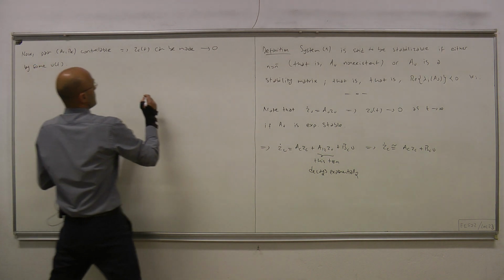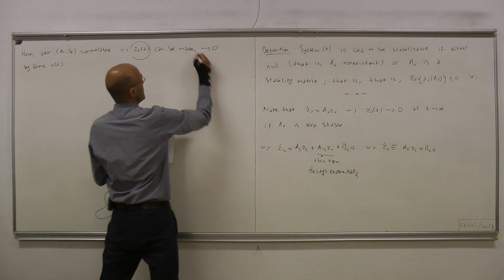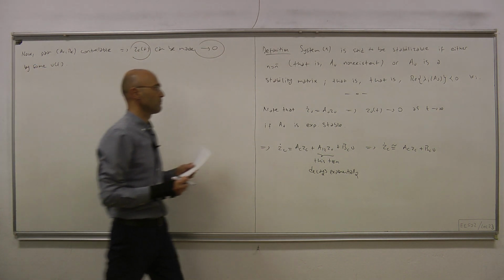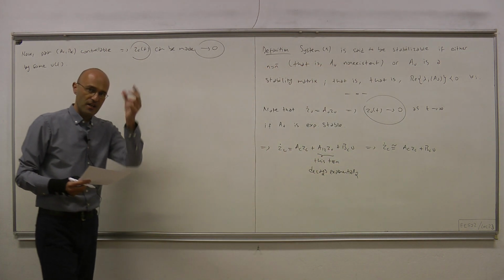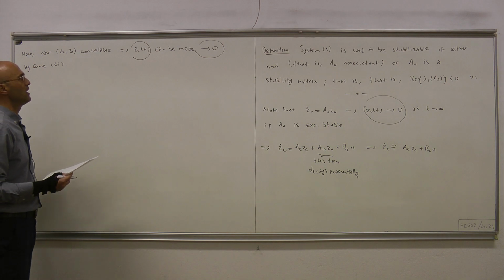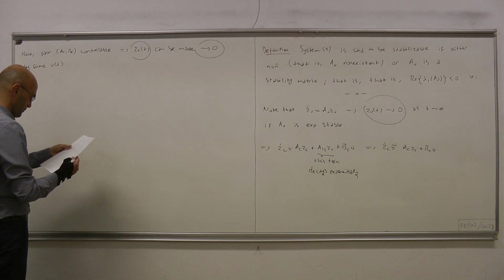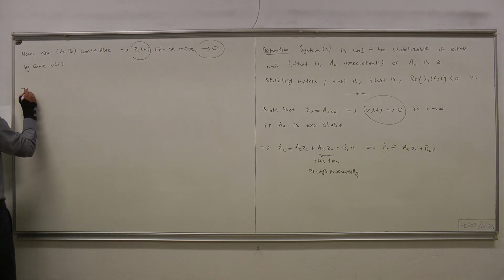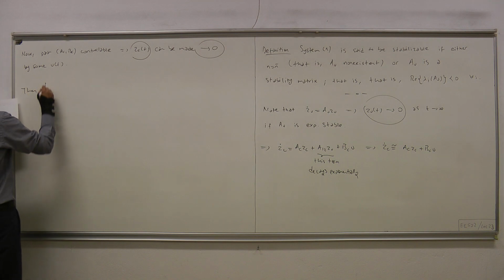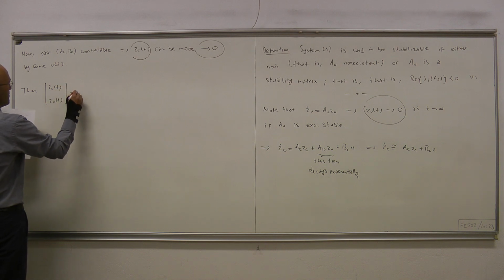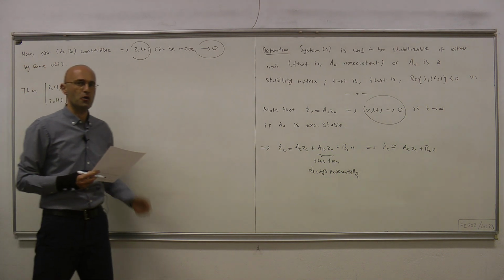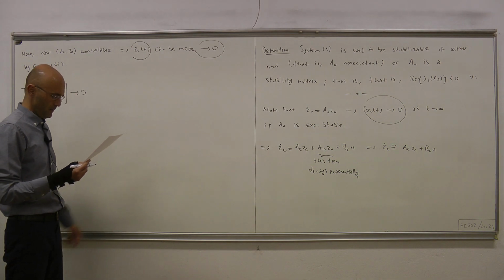So what we have is ZC(t) going to 0, ZU(t) going to 0. Therefore, the Z state considered as a whole is converging to 0. Okay. Then ZC(t), ZU(t) can be made, therefore, to converge to 0 as t goes to infinity.